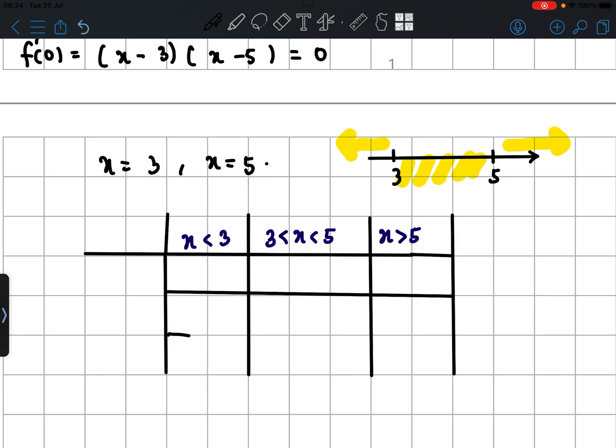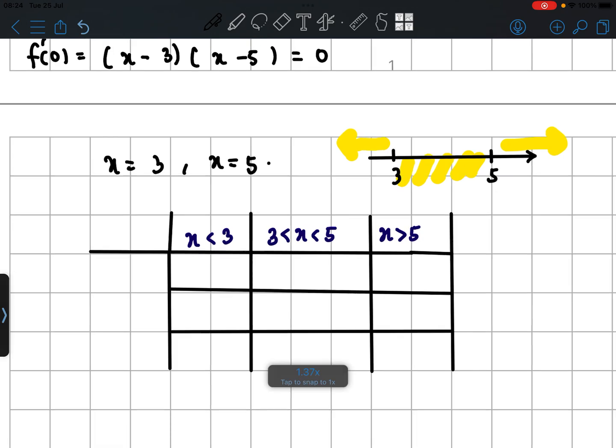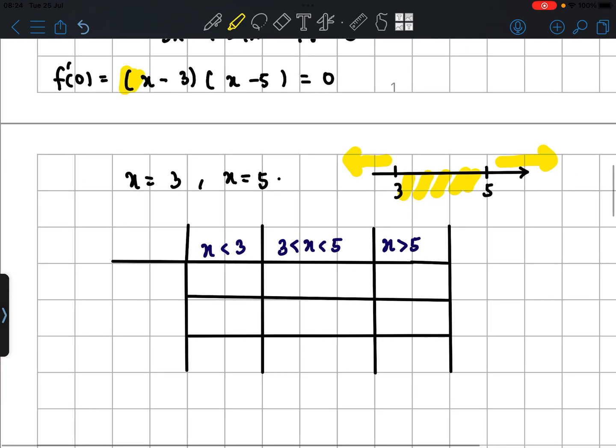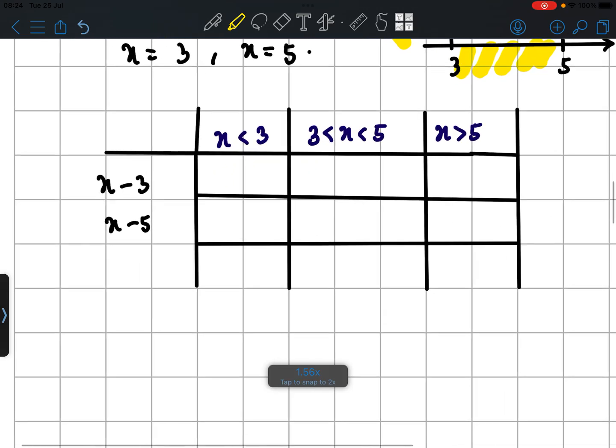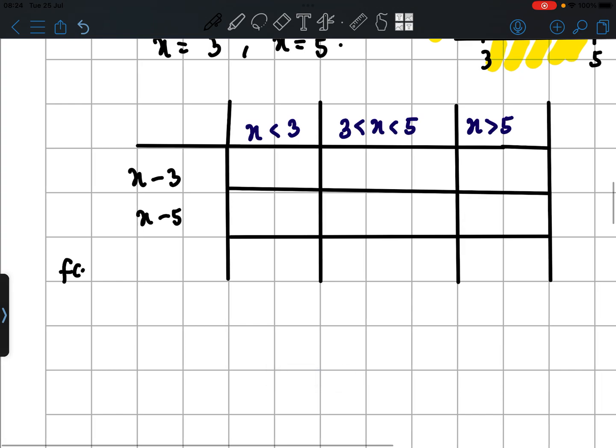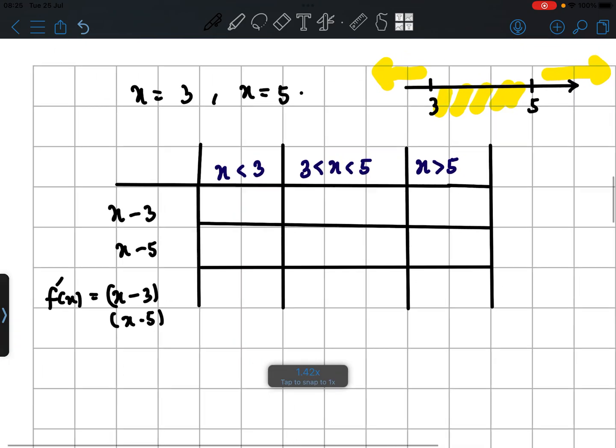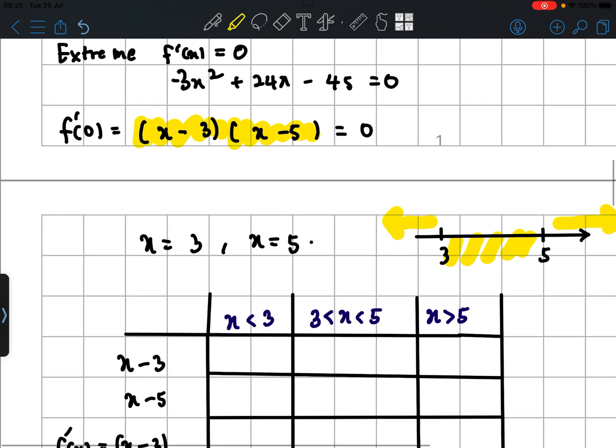Then we need to check one by one the terms. Where is the term? So this is the term we need to check. First one is x minus 3, and then x minus 5. So this is the second term that we need to check. And then lastly, f prime of x is (x minus 3)(x minus 5). So where is this taken? It's from the first derivative lah, from here.